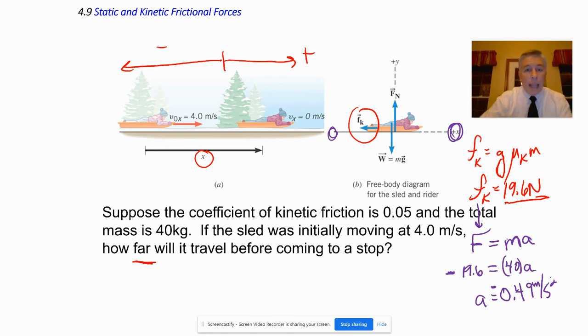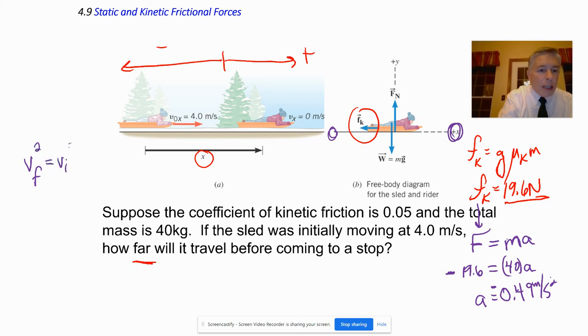My final answer is to find x. So I have to pull out one of those equations from chapter 2. The equation from chapter 2 I'm going to borrow, since I don't have any times, is Vf squared equals Vi squared plus 2ax. If I solve this for x, I get that it's Vf squared minus Vi squared over 2a. My Vf is 0. That's the final velocity, so I'll cross that out. So I have a negative, so I'm going to be taking minus, and then I'm going to take the Vi, 4, and that's going to be squared.